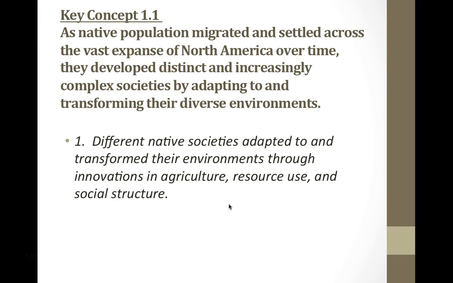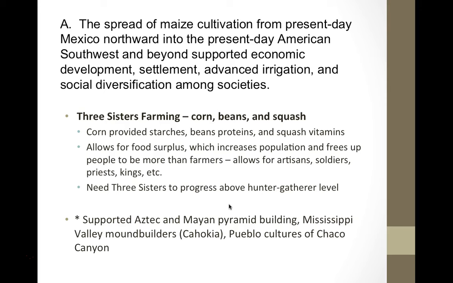So here we go. All right, so the first key concept says, as native population migrates and settles across the vast expanse of North America over time, they develop distinct and complex societies by adapting to and transforming their diverse environments. Okay, so the Native Americans had very diverse societies based on their diverse environments. All right, so let's take a look at what some things are here.